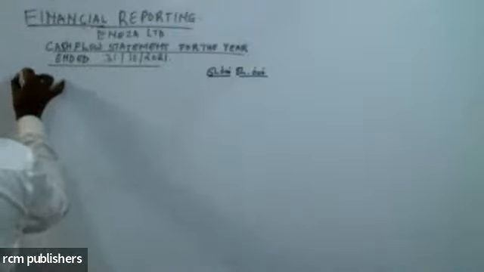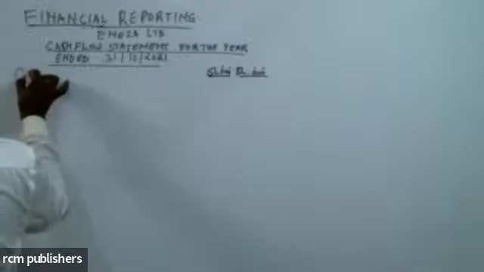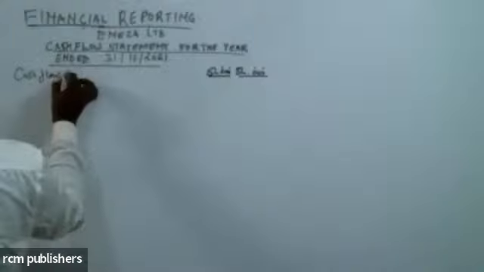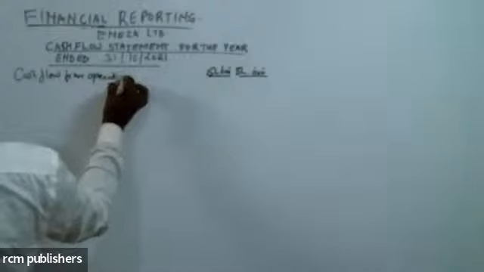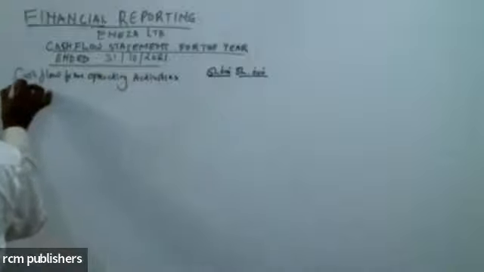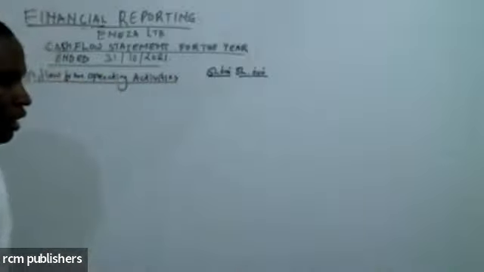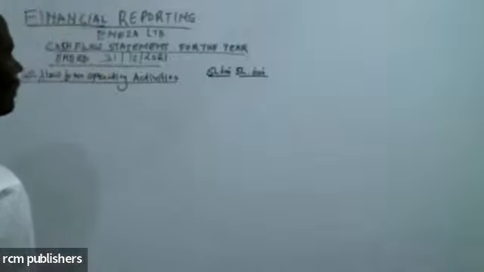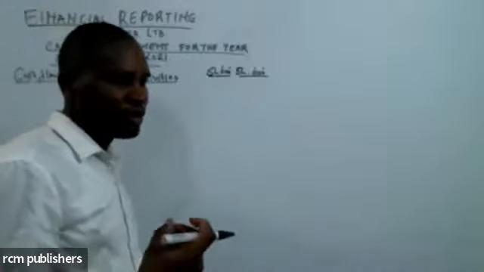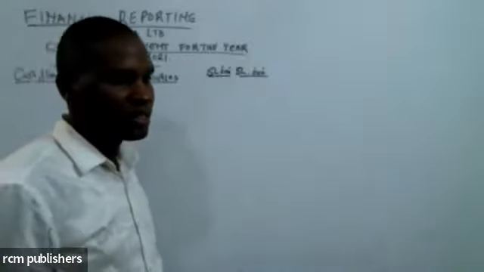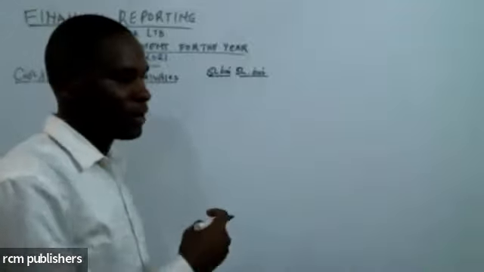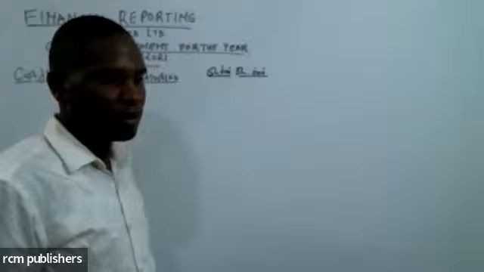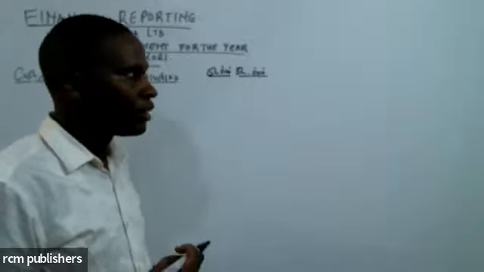Starting with the cash flow from operating activities. Under cash flow from operating activities, class, there is an item that every student is supposed to get. What do we start with? It's the indirect method, the indirect method that we are using in preparation of this.